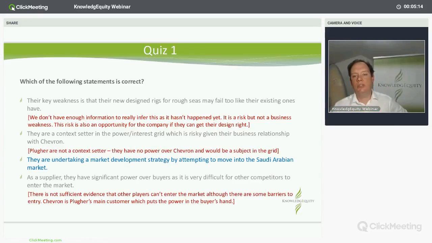All right, for the first one, we don't really have enough information to infer this, and it's not nearly as good an answer as the third one. It is a risk, but there's not enough in the case to say that this is a key weakness. Plugger are definitely not a context setter, are they? They don't have any power over their main one customer, Chevron. They are doing a market development strategy. They're trying to take the same equipment and move into the Saudi Arabian market. There is not sufficient evidence that other players can't enter the market, and they just don't have the power, do they, as a supplier to Chevron as a buyer?